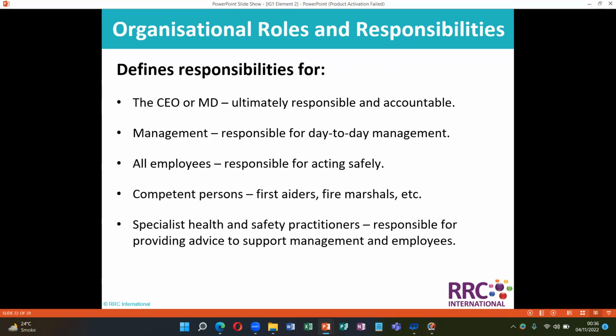Organizational roles and responsibilities define responsibilities. The CEO or MD is ultimately responsible and accountable. Management is responsible for day-to-day management. All employees are responsible for acting safely. Competent persons include first aiders, fire marshals, etc. Specialist health and safety practitioners are responsible for providing advice to support management and employees.